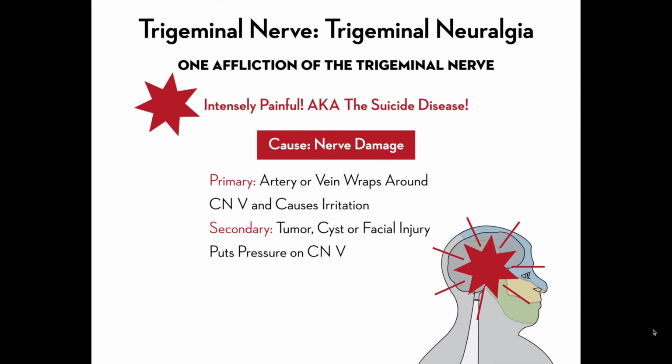So we've seen that the trigeminal nerve impacts a lot of areas of the face and head, but one affliction of the trigeminal nerve that is somewhat common is called trigeminal neuralgia. And basically, it is also called the suicide disease because it is so painful. It is caused by nerve damage, and the primary kind is where an artery or vein wraps around the nerve and causes irritation. And the secondary kind is when there's a tumor, cyst, or facial injury that puts pressure on the nerve.